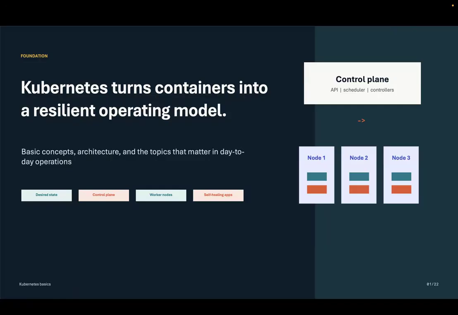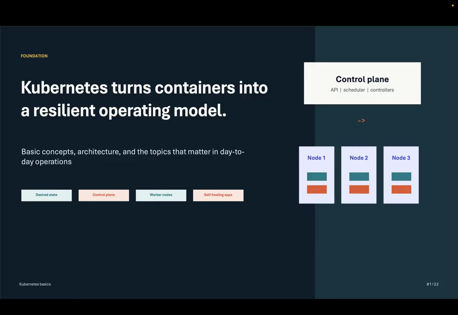A single container is useful, but real applications need more than just a running process. They need networking, configuration, storage, scaling, release management, security boundaries, monitoring, and a way to recover when something fails. So Kubernetes gives us a common system for handling all of those concerns.